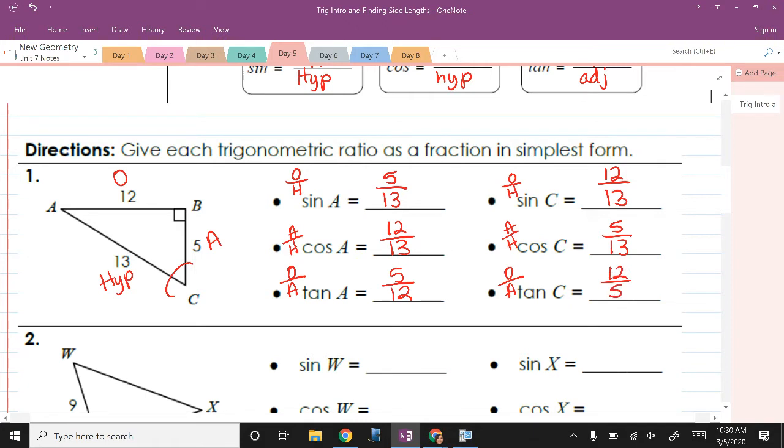So let me just tell you this real quick. Since the hypotenuse is always the longest side, y'all agree with that? Tangent is the only one that might possibly be an improper fraction. Tangent is the only one that could be greater than 1. Does that make sense? Because the rest of them will have the hypotenuse on the bottom. But adjacent and opposite might be reversed. So do you see that the two tangents are reciprocals of each other? Did you see that sine of A equals cosine of C? And that cosine of A equals sine of C? Y'all see that? Okay.